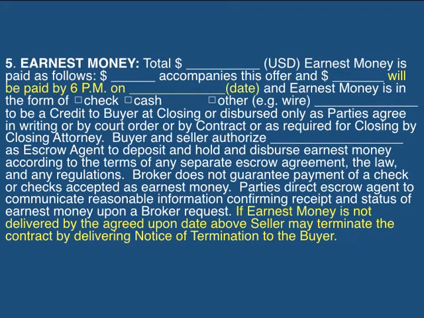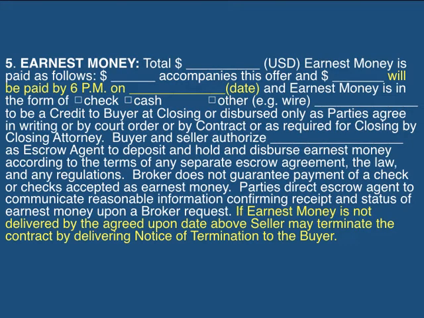Then buyer and seller authorize blank as escrow agent to deposit and hold and disperse earnest money according to the terms of any separate escrow agreement, the law, and regulations. You want to be very careful what you put in this spot. Whatever name is on the front of the check that the buyer is writing needs to be in this spot. If it's an attorney's office, the attorney's name should go here. If it's a real estate company, the real estate name should go there.